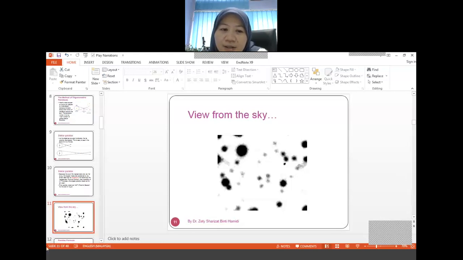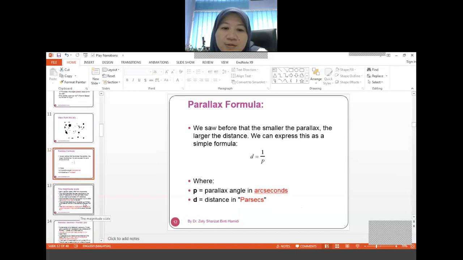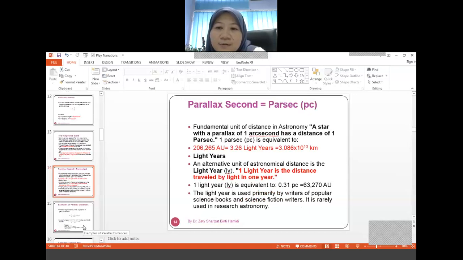If we look at the formula here, based on the schematic diagram, we can see that the distance d is inversely proportional to the parallax. So d equals 1 over p. In this case, p is the parallax angle in arc seconds, while d is the distance in parsecs. You also need to understand what a parsec is. This is actually a parallax second, and there is a relationship between the parsec and the kilometer and also the AU. So what is one parsec? It is equal to 206,265 AU.